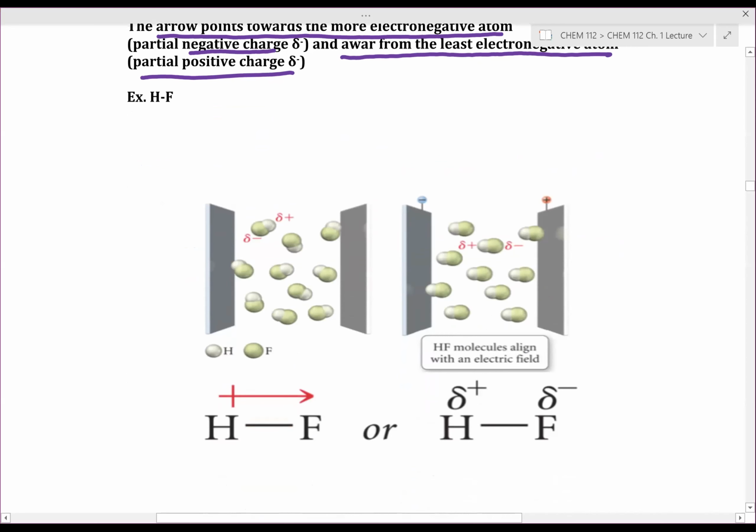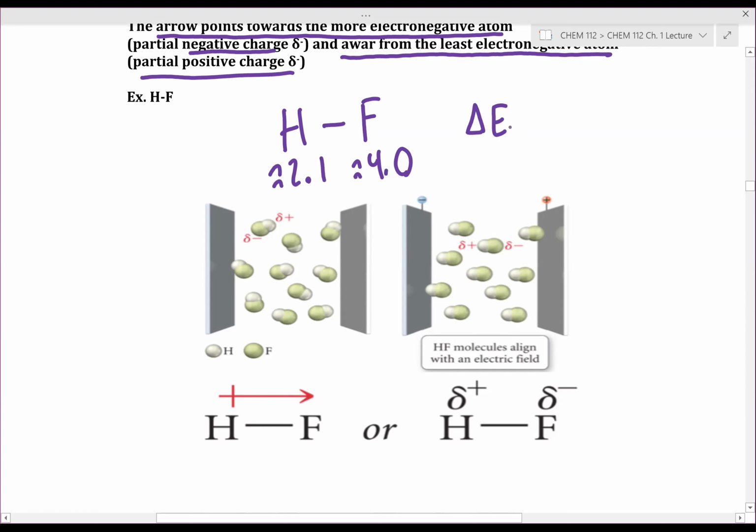So if we look at an HF bond, fluorine has an electronegativity value of about 4.0. Hydrogen has an electronegativity value of about 2.1. We have a difference in electronegativity of about 1.9. So this is clearly a highly polarized bond.